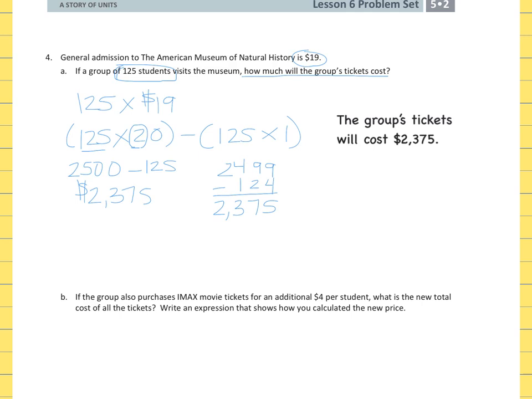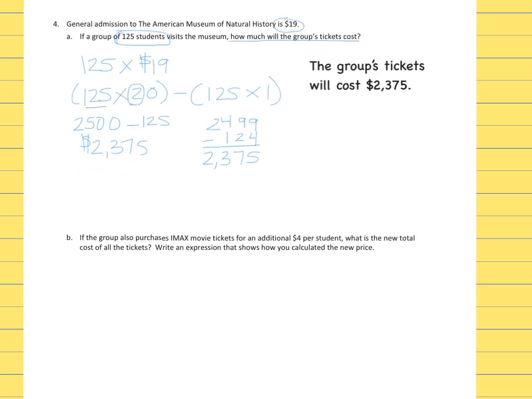to our problem. And whenever we see a 4A and 4B, 4B usually builds off of A. So if we do the answer correctly in A, then most likely we will be able to be successful in B. If something's messed up here in A, that means our B is probably not going to turn out to be the correct solution or the correct answer. So B says, if the group also purchases IMAX movie tickets for an additional, so they're adding $4 per student. The question says, what is the new total cost of all the tickets?